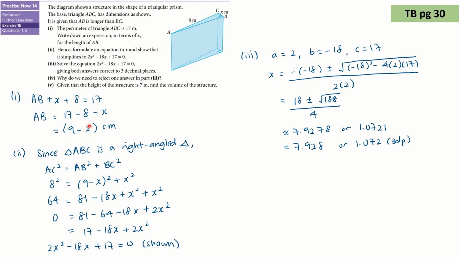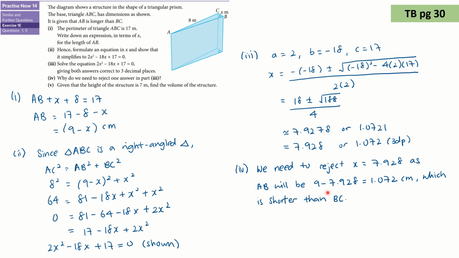We know the expression for length AB to be here. So if we were to do a simple calculation, we can determine under which circumstances it will not satisfy this sentence here that says that AB is longer than BC. So I hope that you are able to deduce that we need to reject X equals 7.928 as AB will be 9 minus 7.928, which is equal to 1.072 cm, which is shorter than BC. Okay, so this reason helps us to learn that we need to reject X equals 7.928.